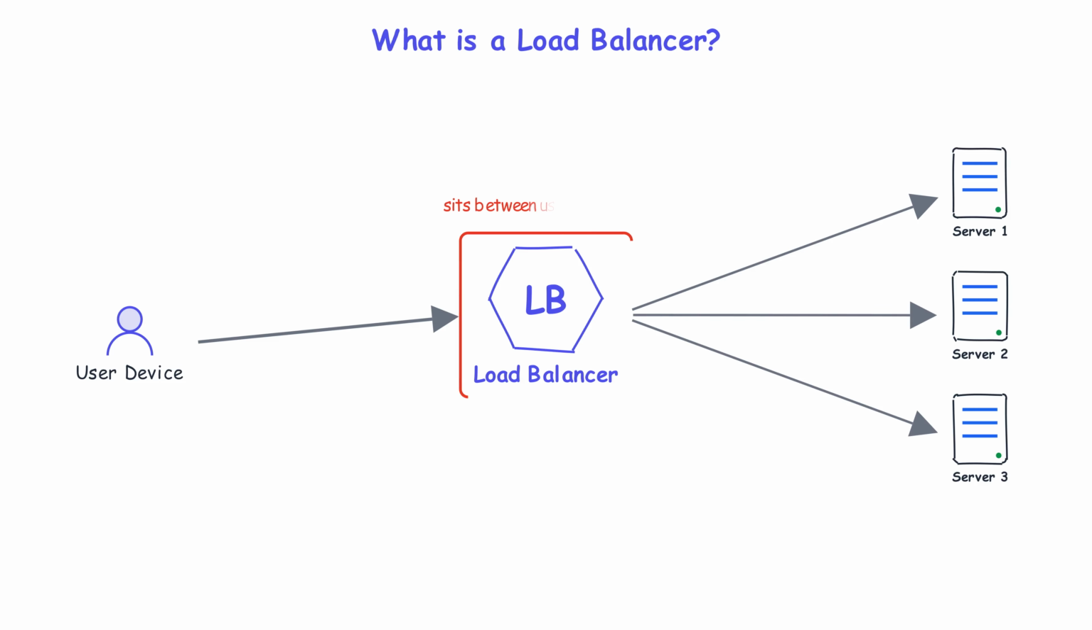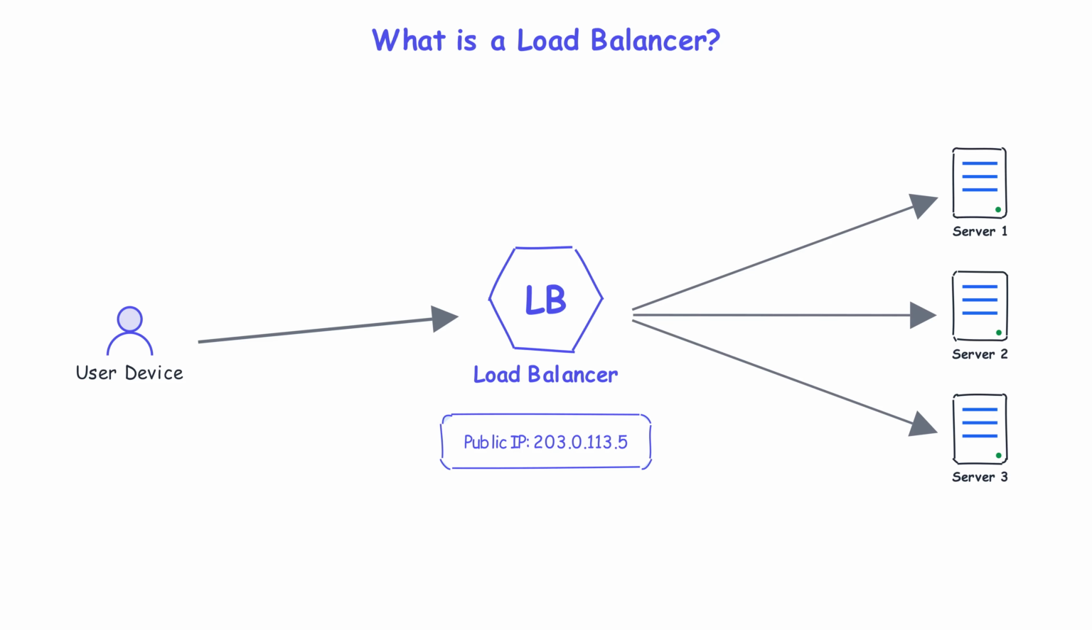In professional terms, the load balancer sits directly between the user's device and your backend infrastructure. The user never actually talks to your backend servers directly. They only ever see the public IP address of the load balancer. When a request arrives, the load balancer takes it, analyzes it, and securely hands it off to an available server in the pool. The server processes the request and sends the response back through the load balancer to the user. To the end user, the entire process is completely seamless.